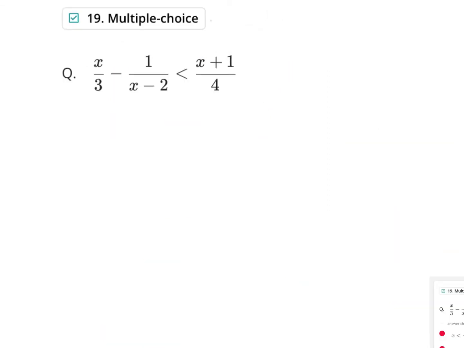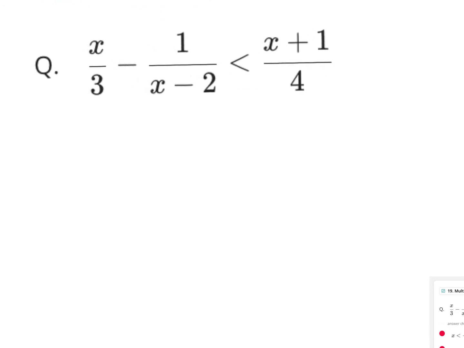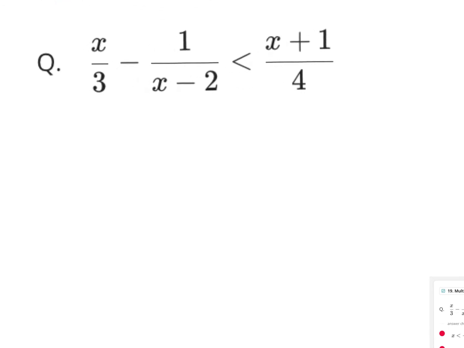All right, this is a fun one. Fun with the capital F. All right, so again, we need to solve this thing. We could pretend it's an equation, pretend it's an equal sign if you want. Solve it. How do you solve this? You want to get rid of fractions.